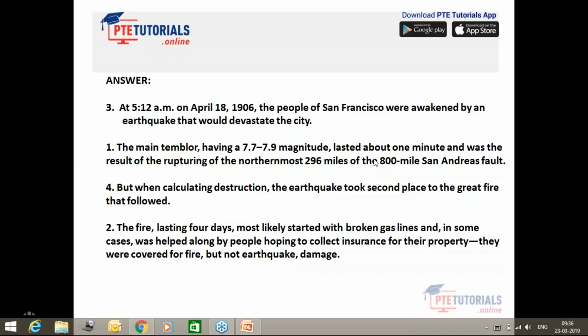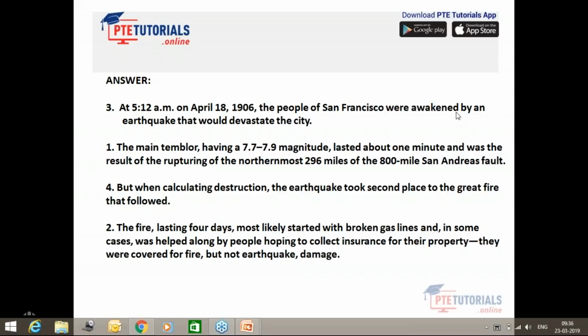So let's check the explanation of this particular question. It is just a similar one. You just need to find the coherence at 5:12 a.m. This is just the starting one. If I select the main tumbler, which main tumbler are you talking about here, I cannot start there. The fire, which fire are you talking about? So I'm left with only number 3. So we'll take it as my opening statement.